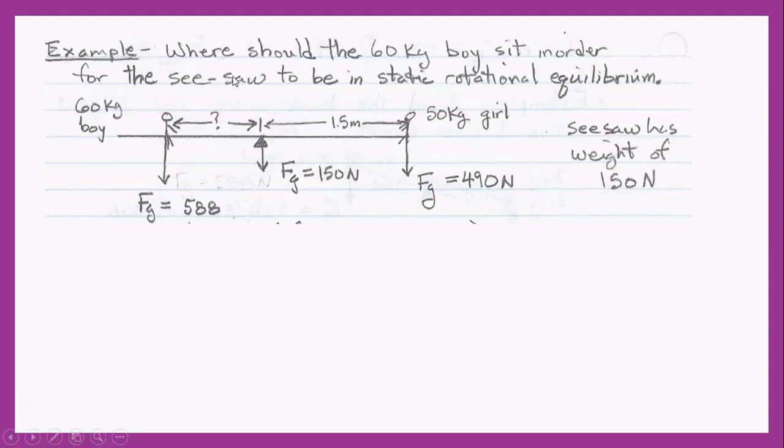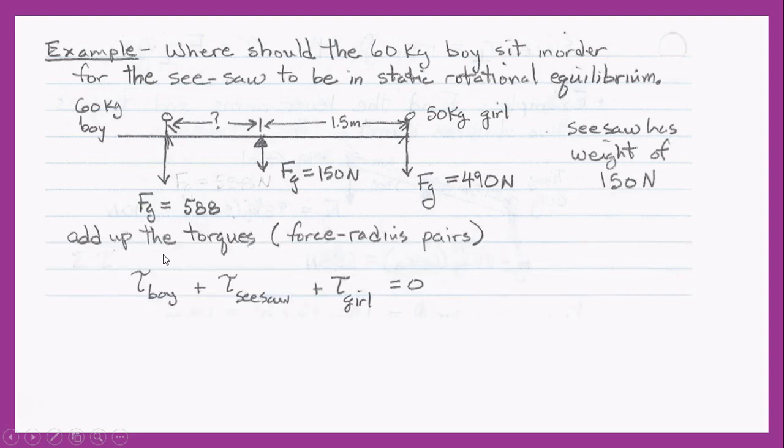Let's look at an example. Where should the 60-kilogram boy sit on the seesaw in order for the system to be in static rotational equilibrium? So here we have our board, our seesaw. It's 6 meters long. We know that the girl is at the end of it. The fulcrum's placed in the middle. So the girl is 1.5 meters. That's her lever. Her mass is 50 kilograms, applying a force of 490 newtons at the end of this lever. The boy's mass is 60 kilograms, applying a force of gravity of 588 newtons at some point on this lever. The seesaw has a weight of 150 newtons.